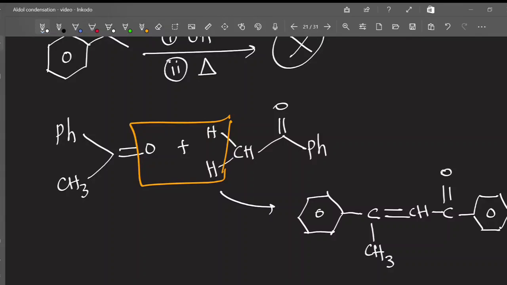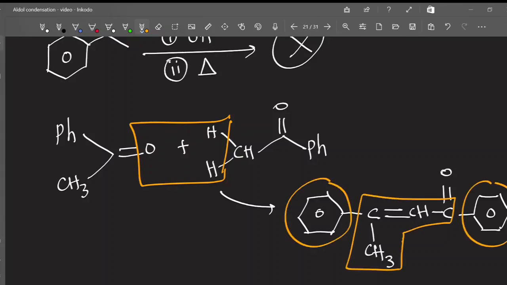What's the IUPAC name for this? It's 1,3-diphenylbut-2-en-1-one. It's very important. So this is our parent chain, and these are the phenyls. The functional group should be given the lowest number, 1, 2, 3, 4. 1,3-diphenylbutenone. It's very important. Right? Very good. Let's move to the next one.